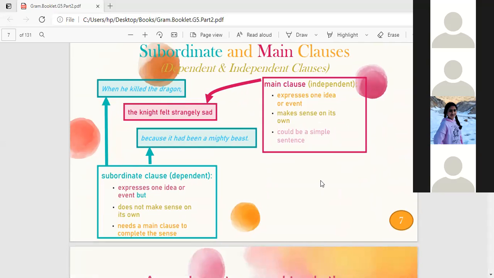Okay, guys. Miss, can I say something? Yes, what? A complex sentence is a sentence that contains an independent clause and one or more dependent clauses. Can I say it like that, all about the complex sentence? I didn't understand what you want to say exactly.